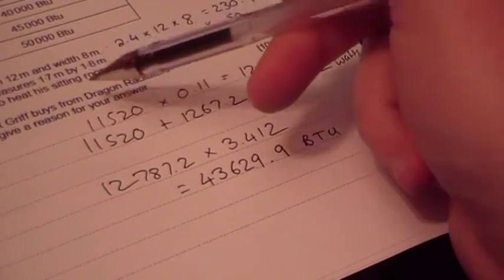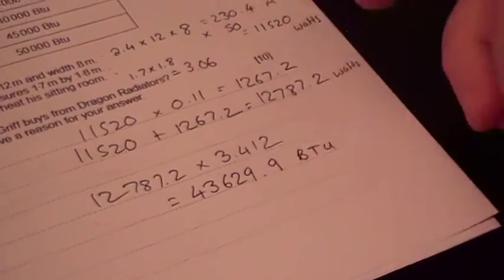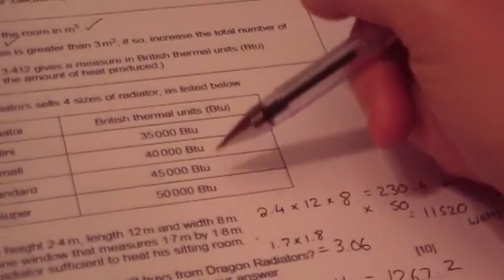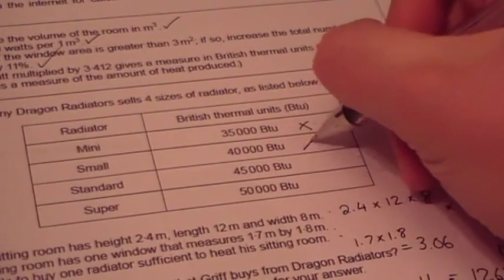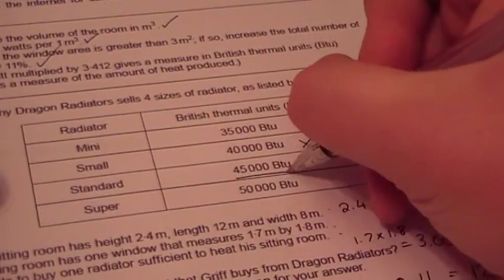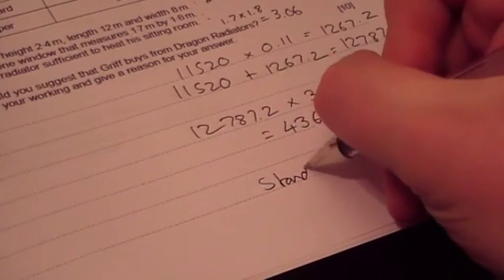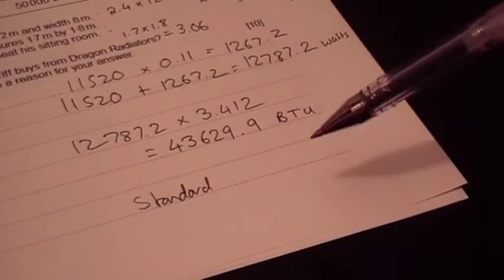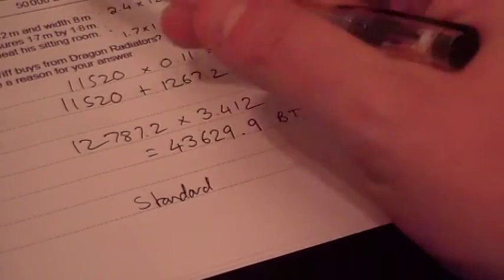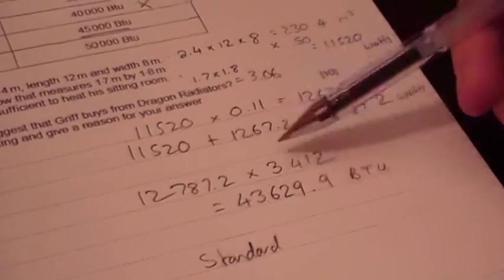Which radiator would you suggest that Griff buys? Now, if we got 43,629, we can look in our table. Well, the mini is too small, the small is too small, and the standard then, 45,000 BTU, is kind of just above that. So we'll go for standard. And our reason would be, of course, for all the OCW marks, our reason would be 45,000 is just sufficient for that.